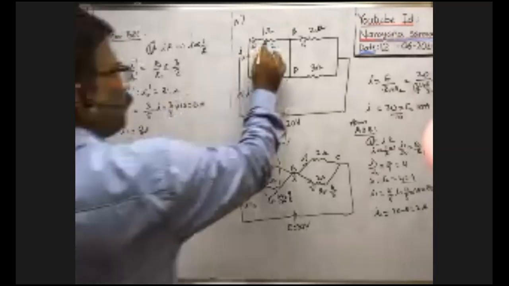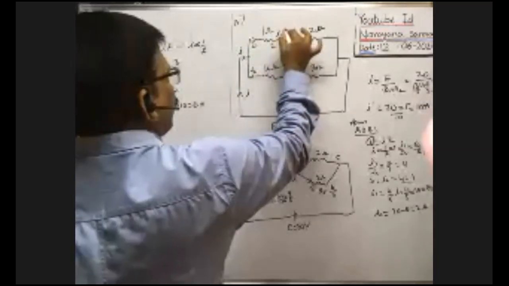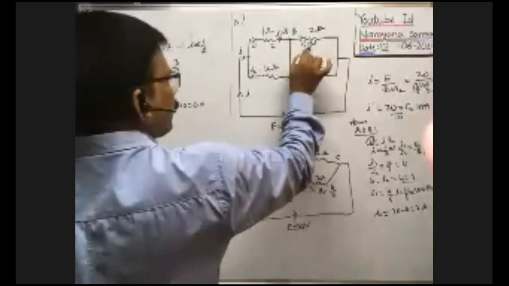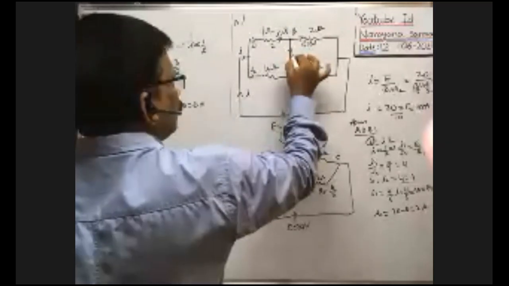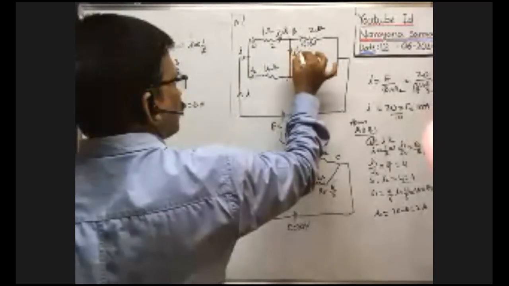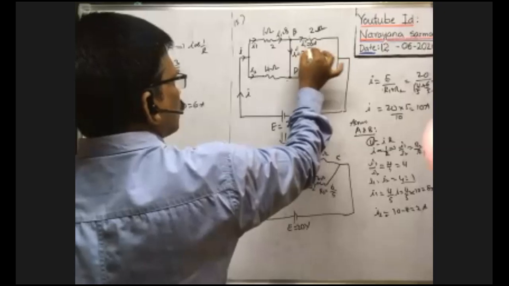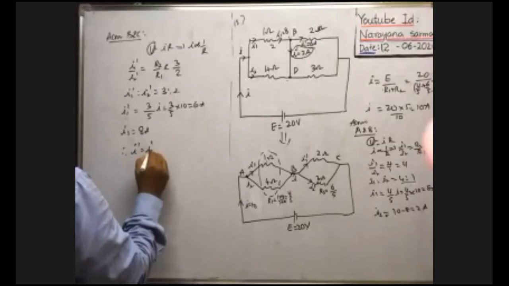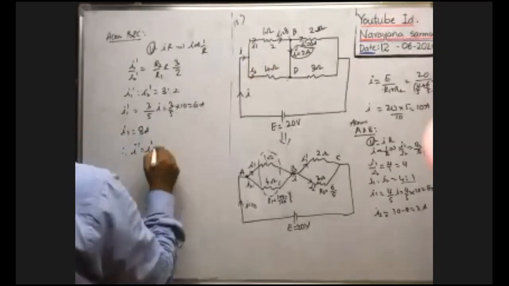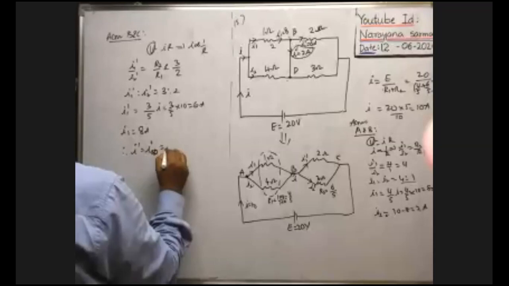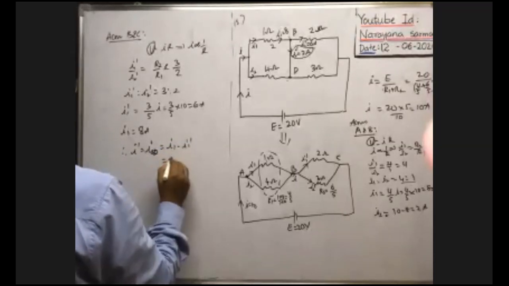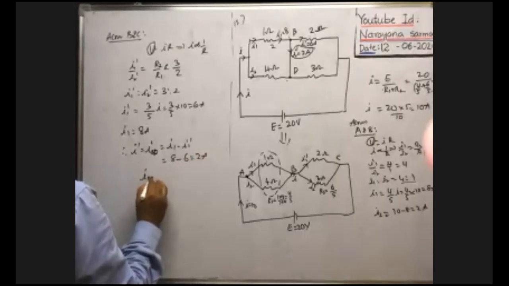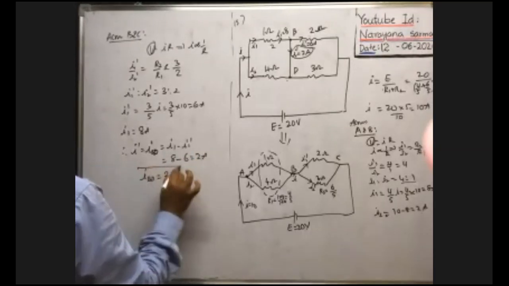Whenever it reaches the junction here, I1 is equal to 8 amperes we got. I1 dash is equal to 6 amperes we got. That means the remaining 2 ampere current will pass through this one. So IBD or I dash is equal to 2 ampere. Therefore, I dash or IBD, the current through the BD wire, is equal to I1 minus I1 dash, that is 8 minus 6, that is equal to 2 ampere. So IBD is equal to 2 ampere. This is the answer.